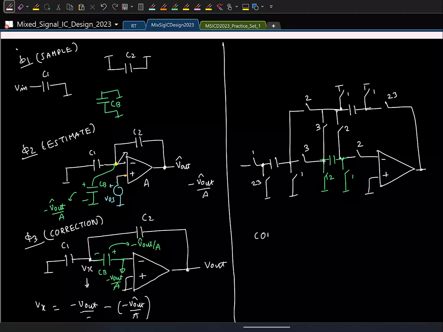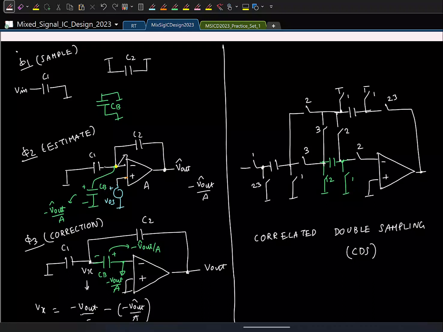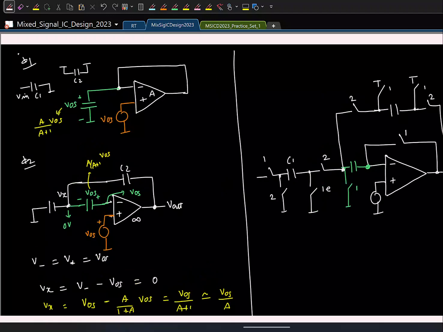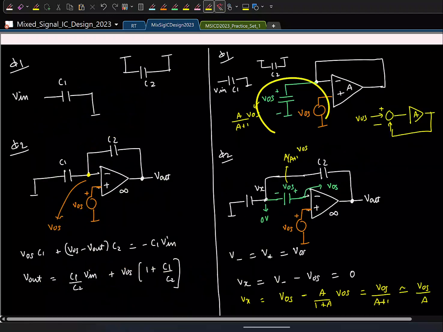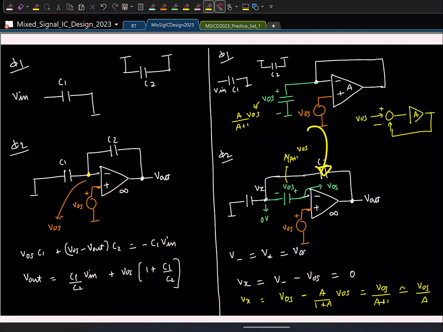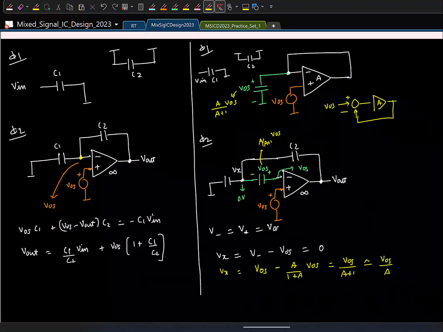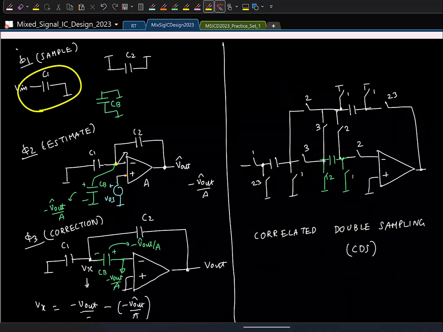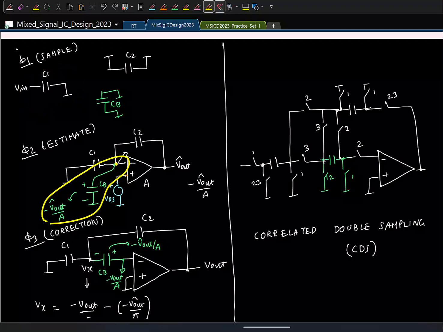And this principle is called correlated double sampling, abbreviated as CDS. Okay. And basically, even the offset correction technique that we saw had the same principle, right? Because there also, in one phase, we were trying to estimate the error and try to correct it. So this is also based on correlated double sampling. And the name comes out because if you look at the underlying principle, we are basically sampling twice, one to sample the input and one to sample the estimate of the error. And with that estimate, we are doing correction, right?